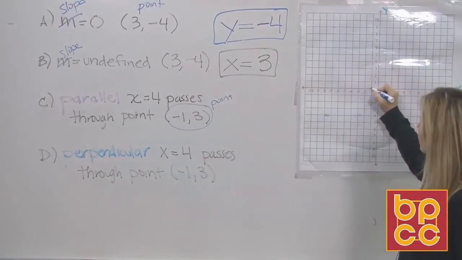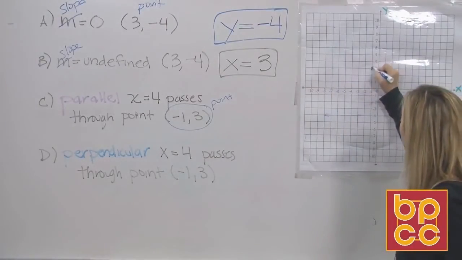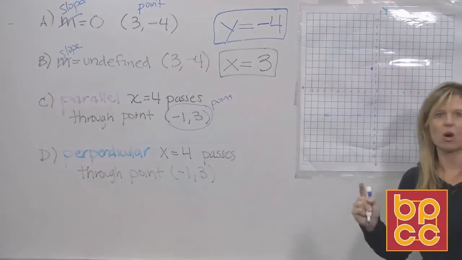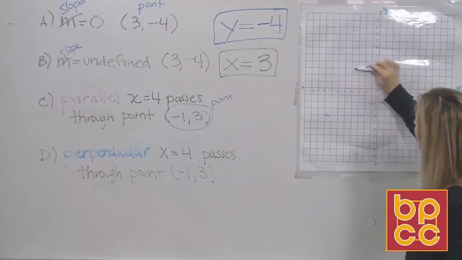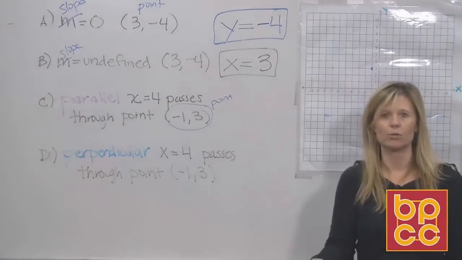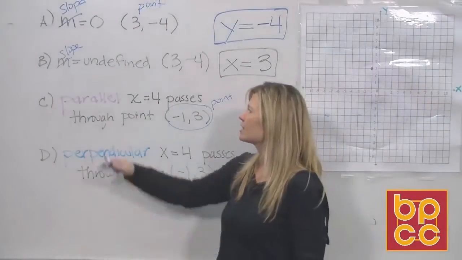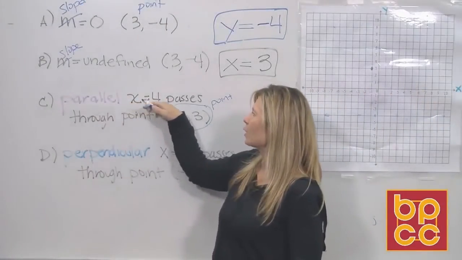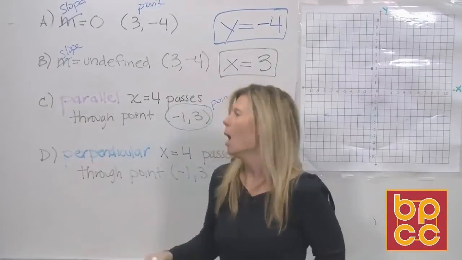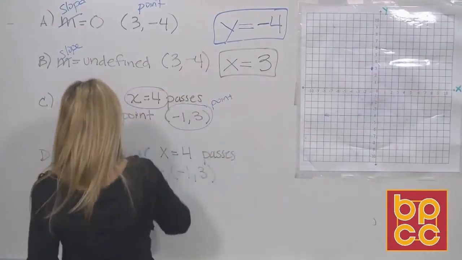To the left 1, up 3. Again, plotting one point is not enough to draw a line. I could draw a horizontal line, a vertical line, or a diagonal. I need some more clues. So my second clue says parallel to x equals 4. Well, I know parallel means they will not touch. But what the heck is an x equals 4?